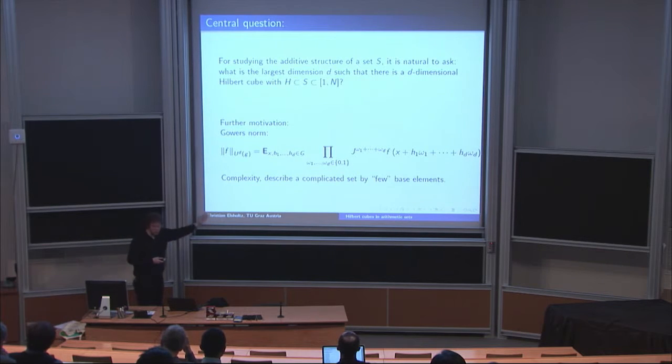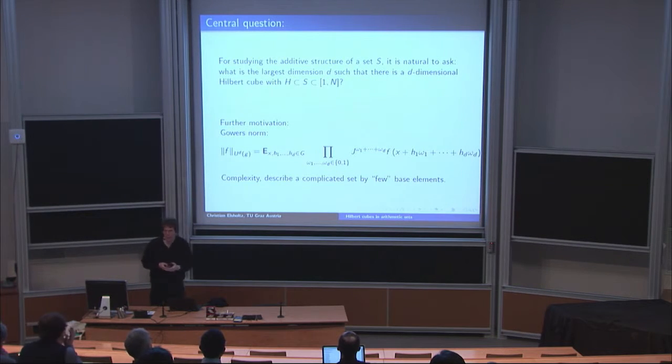Or a very different application could come from the complexity of a sequence. If you want to study a sequence S, and suppose you find a very large Hilbert cube inside, that would mean you have just used, say, d base elements, and you can actually describe or define in this way the 2 to the d many subset sums. So that would be a very great compression algorithm if you would find for a random set these ai.